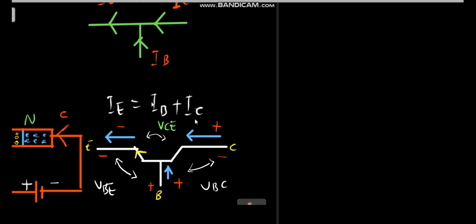This is VCE. Now let's write down the three equations that you have. The first one is for VBE, the voltage from the base to the emitter. The base is connected to the positive side and the emitter is connected to the negative side, so it will be VB minus VE. Then the voltage from the base to the collector, that's VBC. For VBC also, the base is connected to the positive side and the collector to the negative side, so that will be VB minus VC.